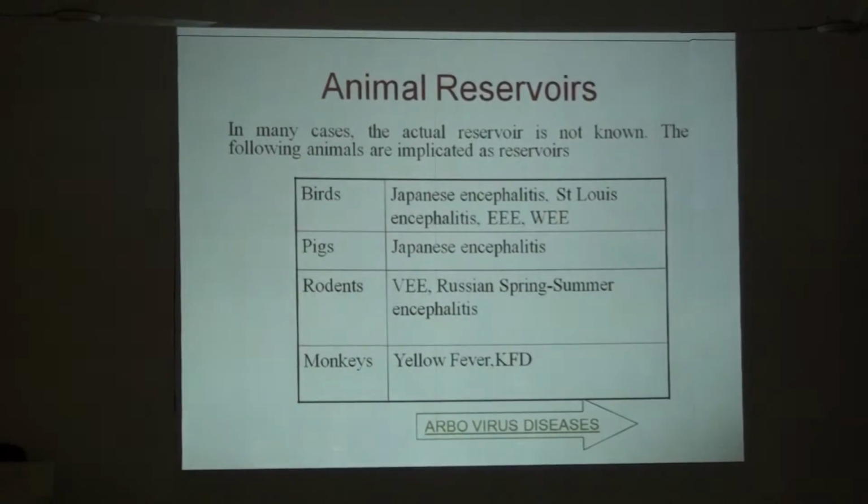Many arboviruses require a reservoir. In many cases, the actual reservoir is not known. The following animals are implicated as reservoirs. In the case of Japanese encephalitis, pigs and birds act as reservoirs. In the case of Russian spring-summer encephalitis and Venezuelan equine encephalitis, rodents act as reservoirs. And monkeys act as reservoirs in yellow fever and KFD.